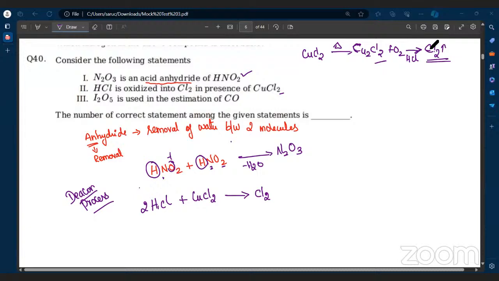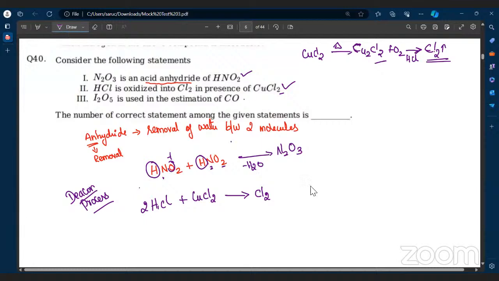So here this statement is also true. And moving to the third one, I2O5 is used in the estimation of CO. For estimating carbon monoxide, I2O5 is used. So all the three are right. So the answer is going to be all of them.